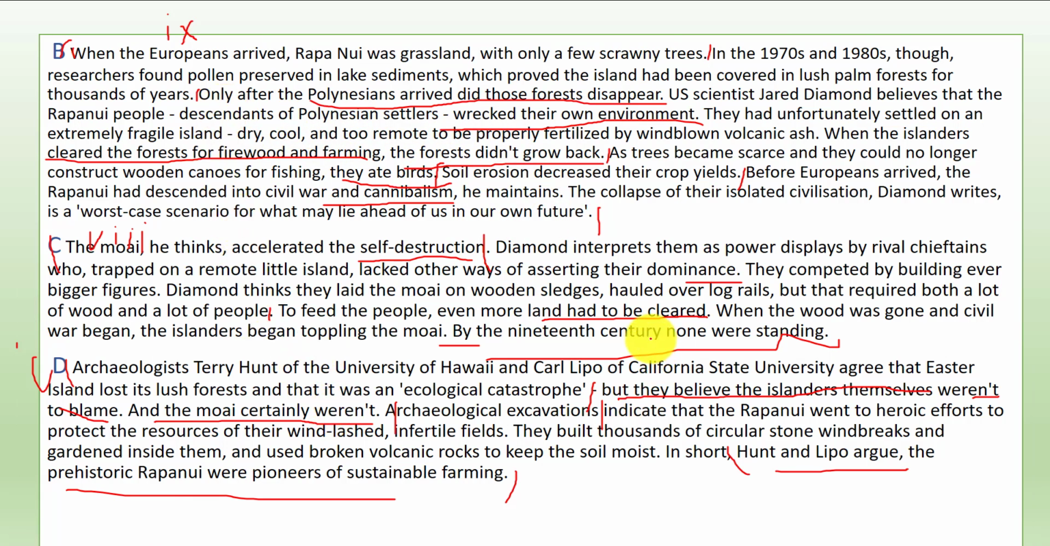We looked for some specific details and information. There was no clear topic sentence and even no concluding sentence in these two paragraphs. But paragraph D had a concluding sentence. But I recommend you just read the whole paragraph in order to make sure that you answer the questions correctly. Okay, let's go to the next slide.